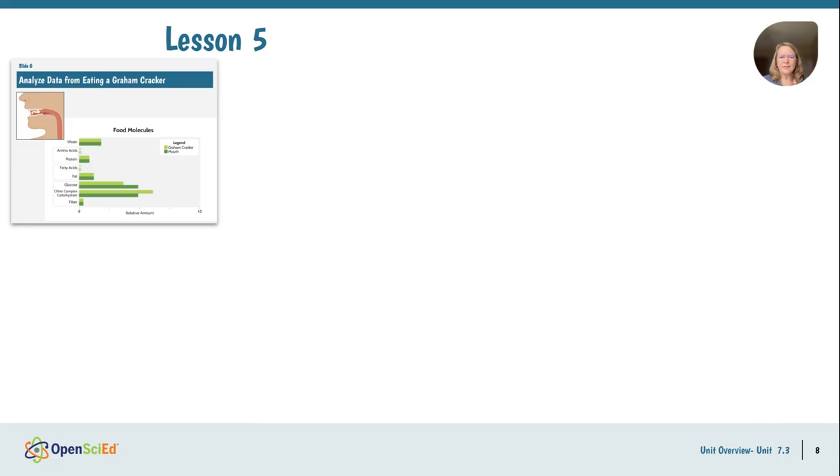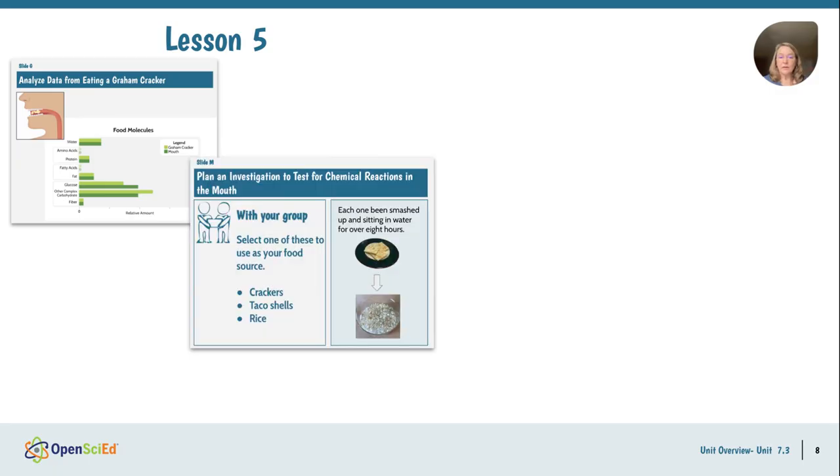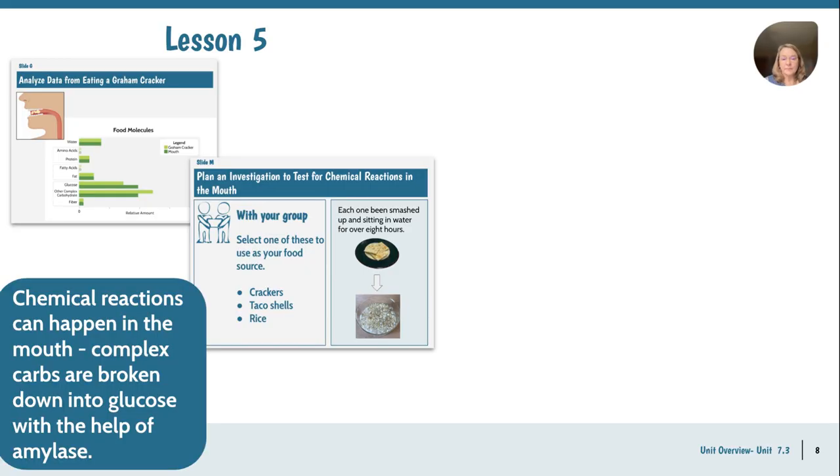So we read about what is in our spit, or saliva, and we find there's a chemical called amylase. We carry out an investigation with different types of food and amylase to collect data about what is happening in our mouth. And we figure out a chemical reaction is happening, changing some complex carbs into glucose, because we see the amounts of complex carbs go down and the amount of glucose goes up.